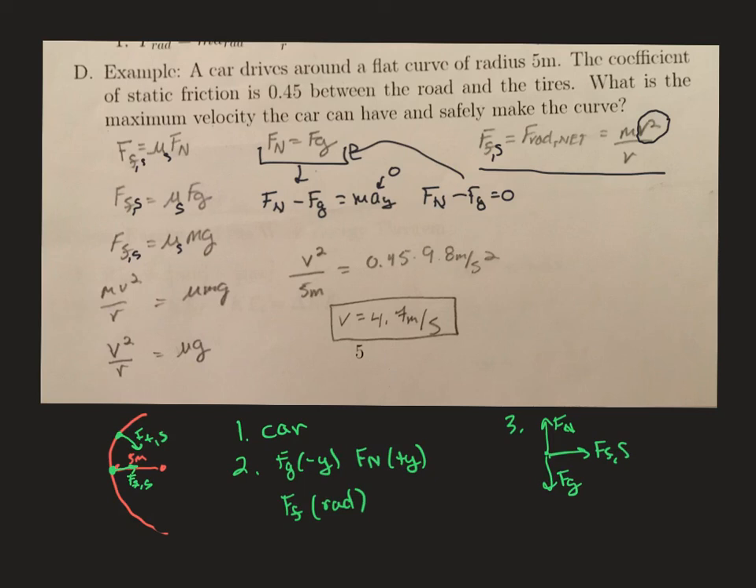And this allows me then to cancel out the masses on both sides, which leaves a relationship that tells us that the mass actually doesn't matter. The velocity and the size of the curve is what matters. Now that I have a relationship without mass, I plug in the radius, the coefficient of friction, and the gravitational field strength. And this allows me to solve and find that the velocity is equal to 4.7 meters per second.